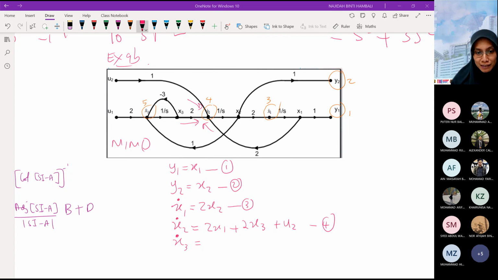Equation negative 3 times 3. Oh, negative 3x3. Okay. Negative 3x3. Correct. Plus x2. Plus 2u1. Very good. Okay, so arrange it back: x2 minus 3x3 plus 2u1. Thank you, Amir.